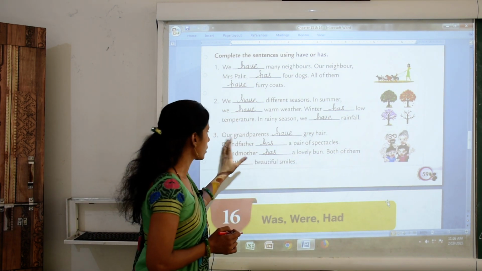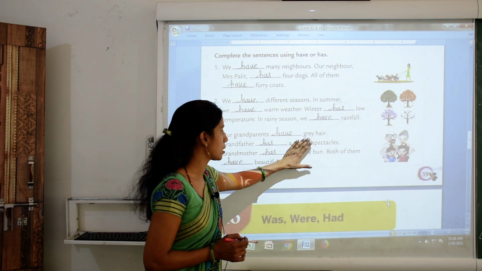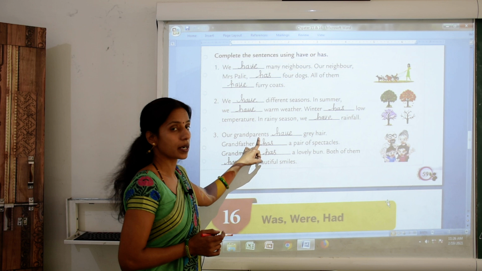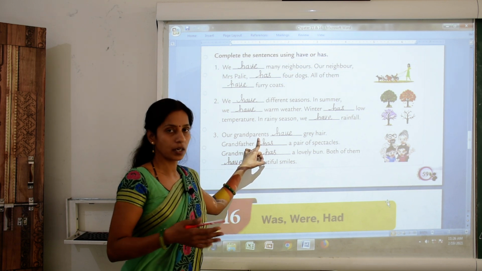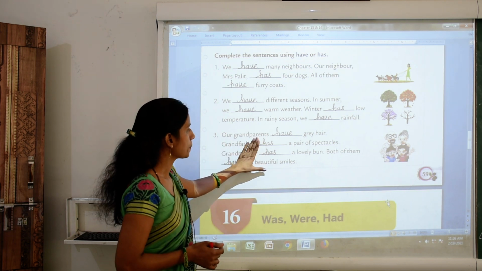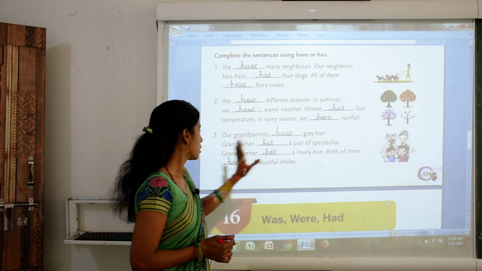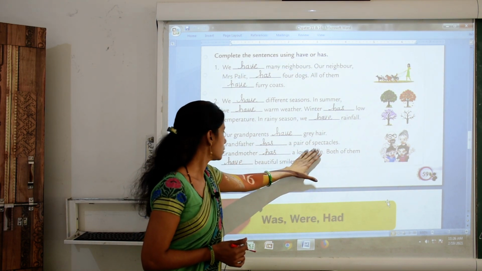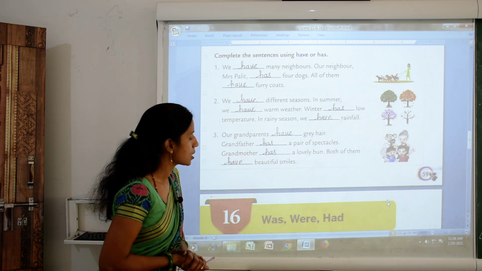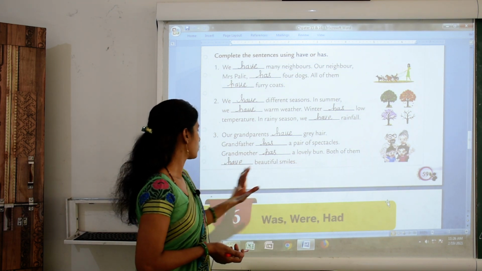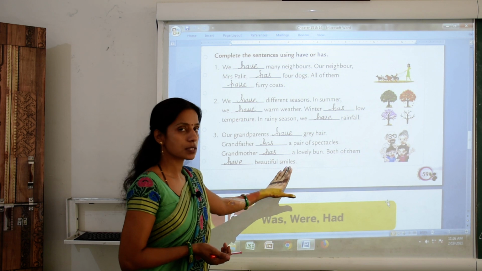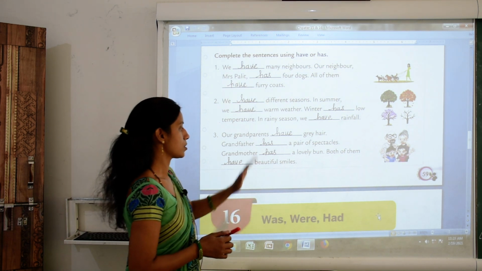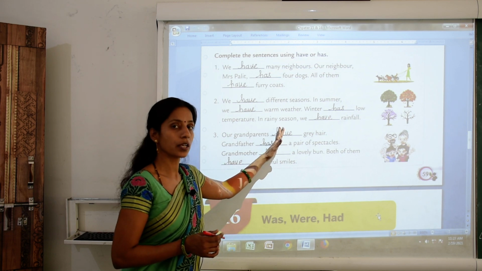Next, our grandparents have grey hair. Here grandparents, not only one, grandparents means grandmother and grandfather both. So our grandparents have gray hair. Grandfather has a pair of spectacles and grandmother has a lovely bun. Both of them have a beautiful smile. So here we use has for singular and have for plural naming words.